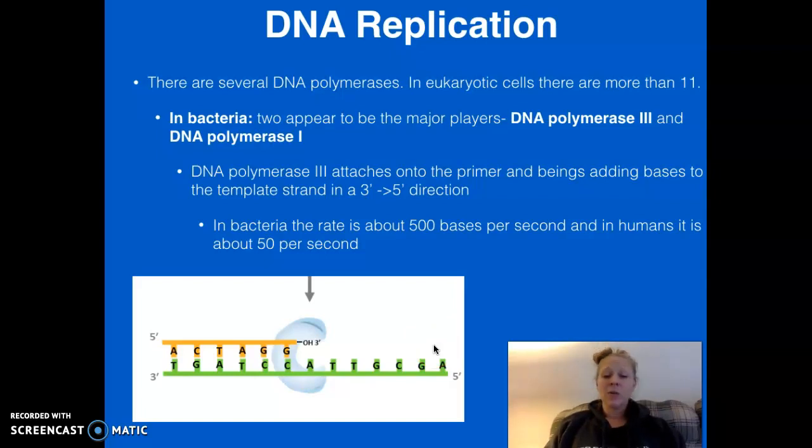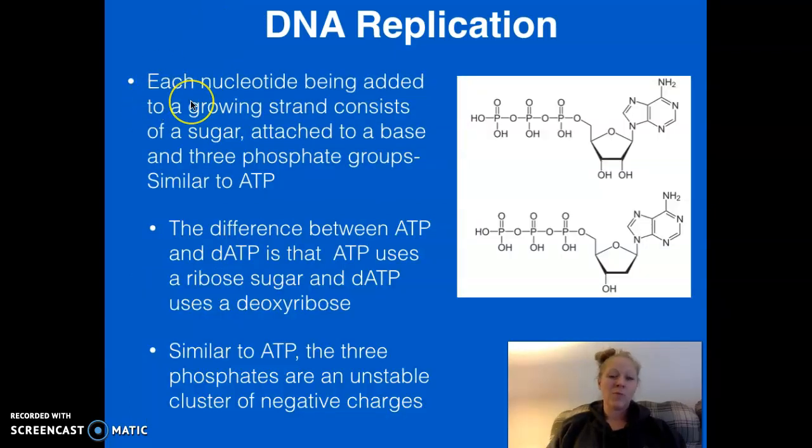In bacteria, the rate is about 500 base pairs per second. In humans, it's about 50. So we're a little bit slower, but a little bit more effective, I'd say. Something new here for you guys is that a nucleotide, we've always studied it as a phosphate, a sugar, and a base. A phosphate, a sugar, and a base.